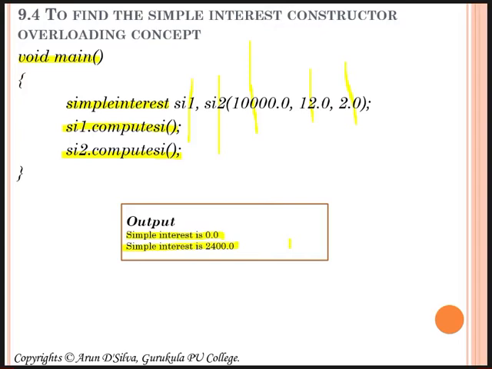So that means the constructor is invoked according to the object style. If you are creating an object without any parameters, it invokes the default constructor. With parameters, it invokes the parameterized constructor. And if you are creating an object and assigning another object to it, then the copy constructor will be invoked.